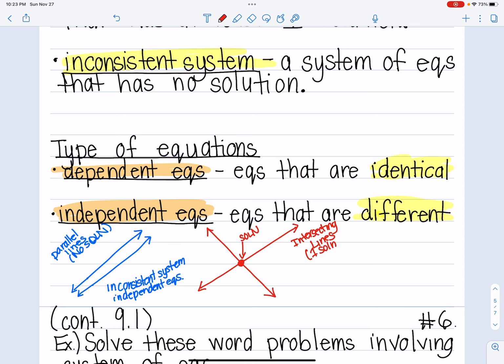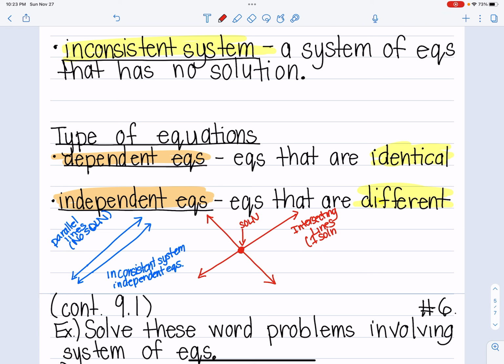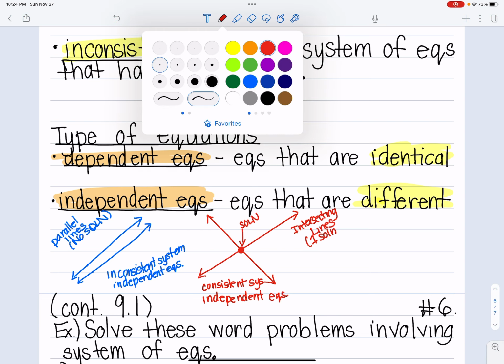Now, let's talk about what type of equation and system it has. Don't you see that it has at least one solution? So this is a consistent system. Don't you see two equations, because you see two lines pointing two different ways? So these equations are independent. Okay, just showing you with a graph, I mean, with a mapping, and you're able to see.